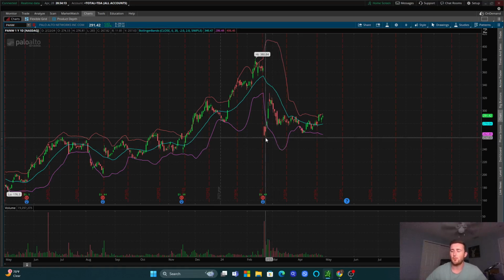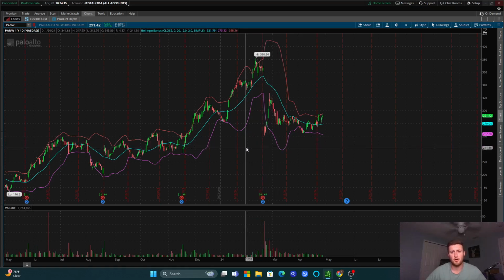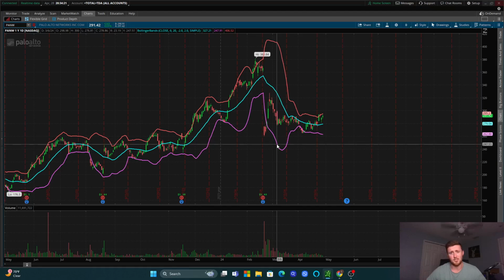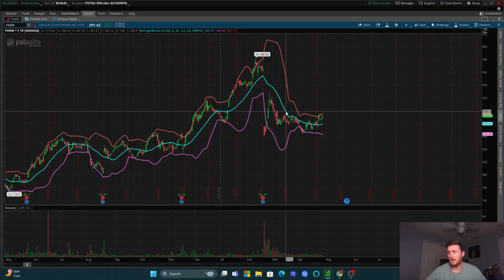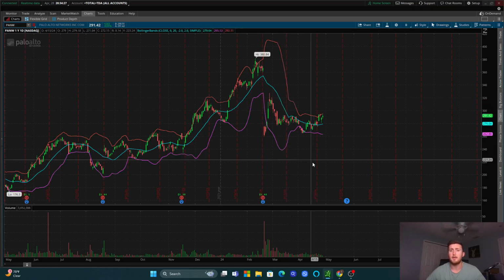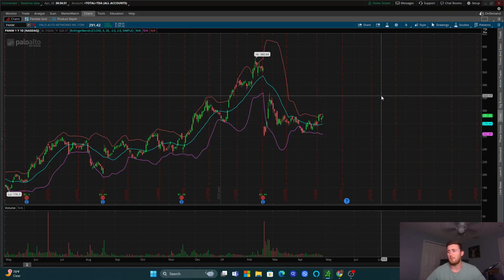And what we're going to see is three different lines. This is the year-to-date chart, so this is a little more deviated than you'll see on the shorter-term chart. But what you're going to see is a purple line on the bottom, which is the support zone, a middle line, which is the actual average point, and then you're going to see the resistance zone, which is the red line. Easy peasy, guys. If you want to trade dynamically, trade between Bollinger Bands.